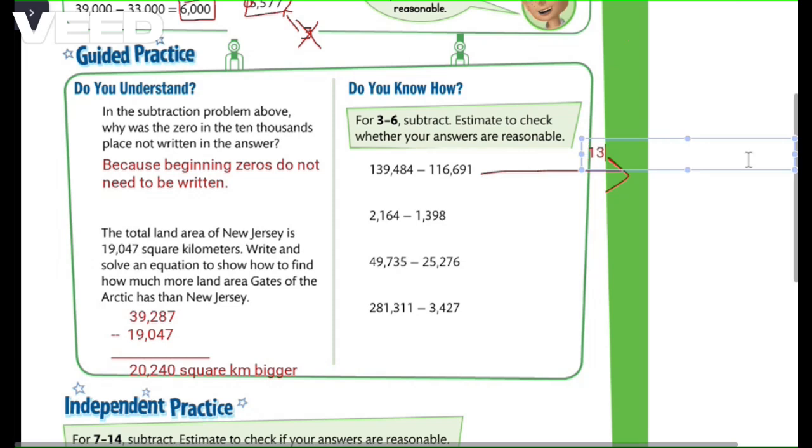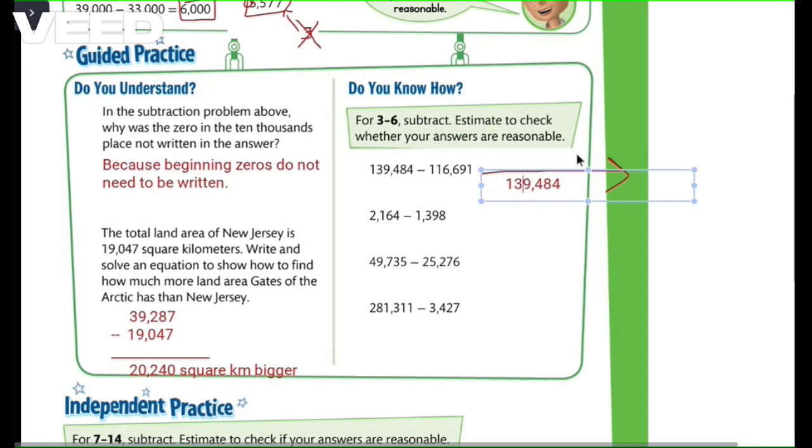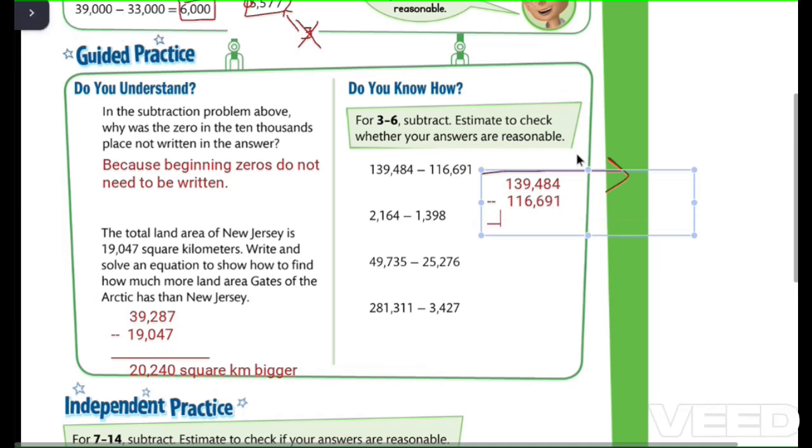Here we go. I'll write it here: 139,484. And from that, we want to subtract 106,691. So as you can see, our first step was to write the problem vertically. That means up and down, top to bottom, so we can do our subtraction more easily. Now first we want to look at our ones column. We're doing 4 minus 1, and that is going to be 3. Then we're going to do 8 minus 9.